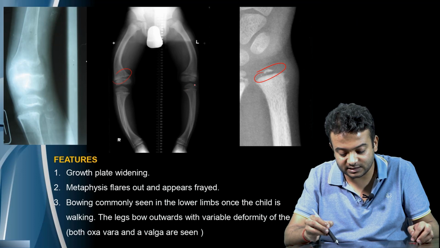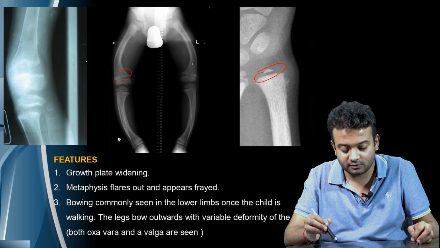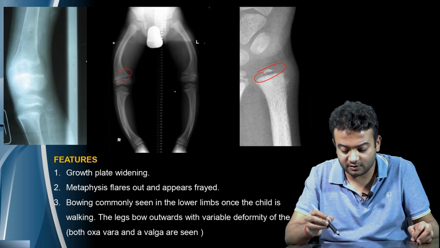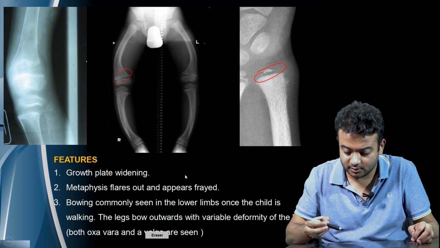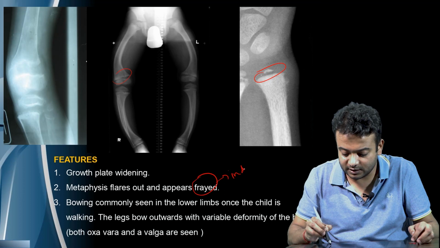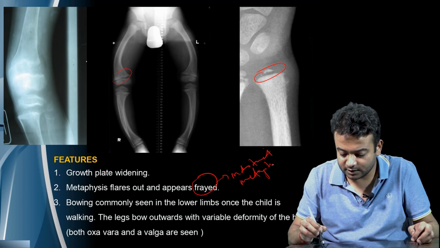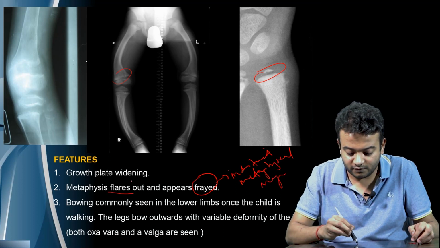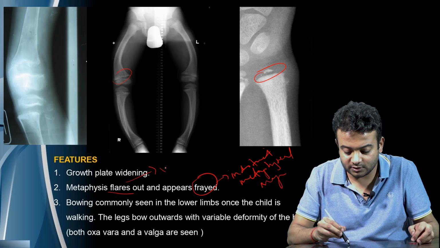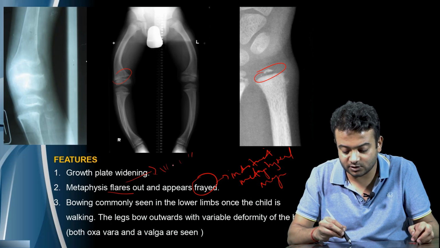The metaphysis flares out because of fraying. Fraying means indistinct metaphyseal margin. Indistinct metaphyseal margin, and fraying is like it frays out, the margin rocks out.